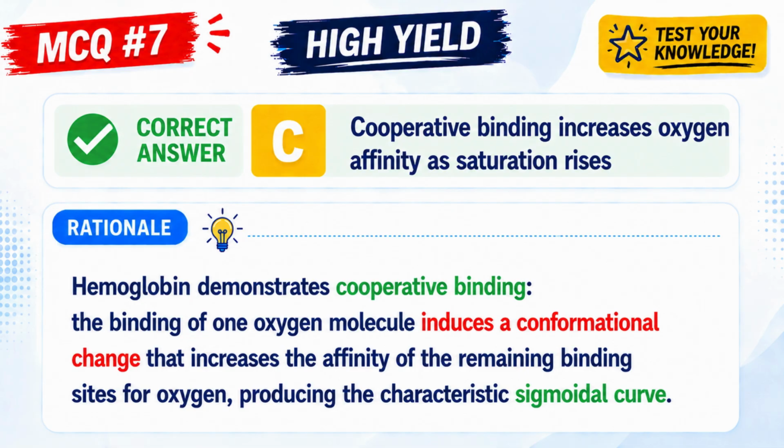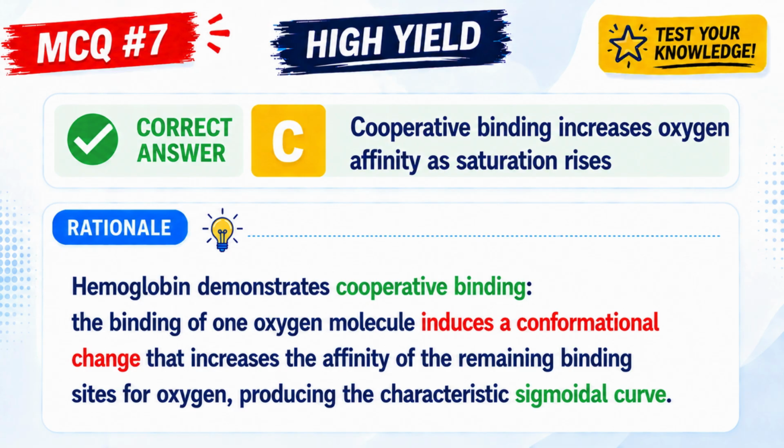Here's why. Hemoglobin is a tetramer, 4 subunits, 4 heme groups, 4 binding sites. In its deoxygenated form, hemoglobin is in the tense state, T state, low affinity. When the first oxygen binds, it shifts hemoglobin toward the relaxed state, R state, higher affinity. Easier for the second oxygen to bind, which makes the third easier, which makes the fourth easier. Each binding event makes the next one more likely. This is cooperative binding. The result is the S-curve.